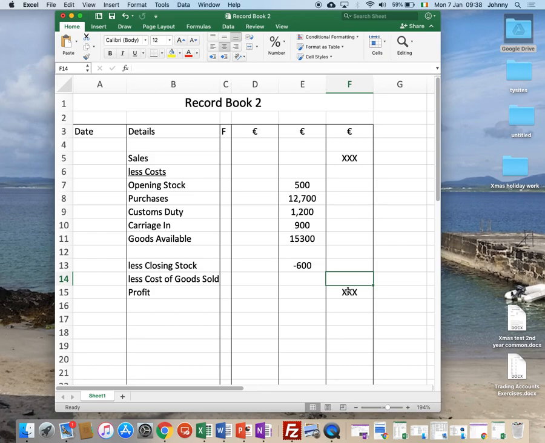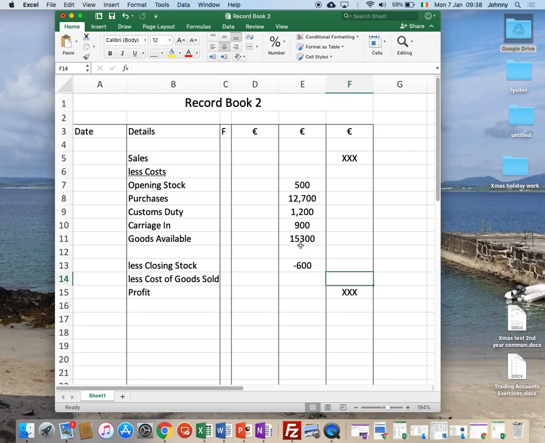I started off with 500. There was 500 worth of goods sitting on my shelves in my shop. I then bought 12,700 worth of goods. I have customs duty of 1,200 and I have carriage in. So they're all extra costs. I added all of those costs together and I came up with a figure of 15,300. So I had spent 15,300 on goods that were available to sell in my shop.